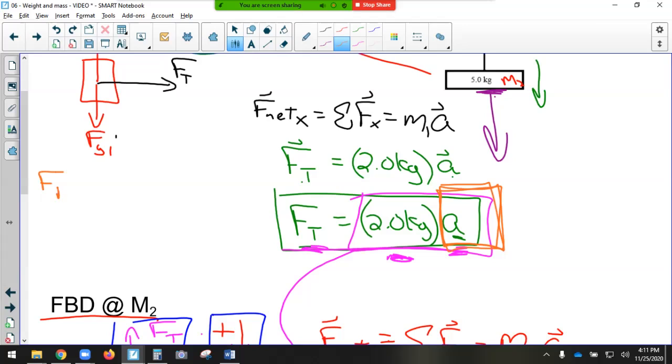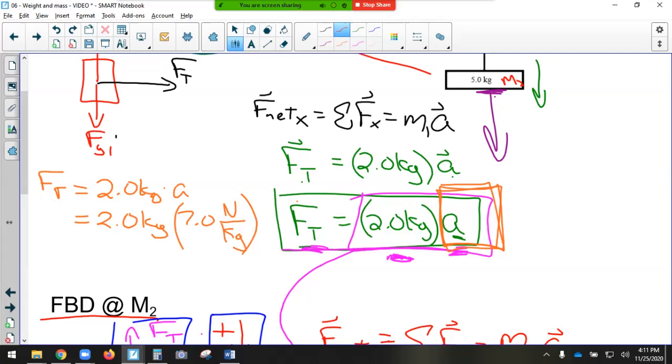I will say that the tension, I'll rewrite the equation because that's looking sloppy, is 2.0 kilograms multiplied by the acceleration. And once again, there's no vector symbols involved. So we're just solving for magnitude. So you take your 2.0 kilograms, multiplied by your 7.0 newtons per kilogram, because I did not convert it into a meter per second squared. The kilograms cancel. 2 times 7. The tension in that string is just 14 newtons.